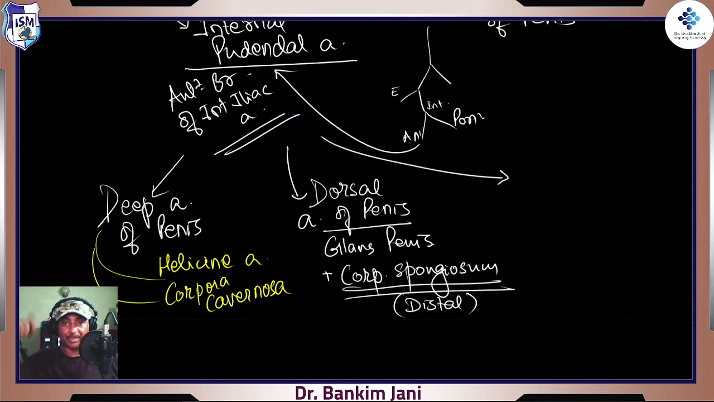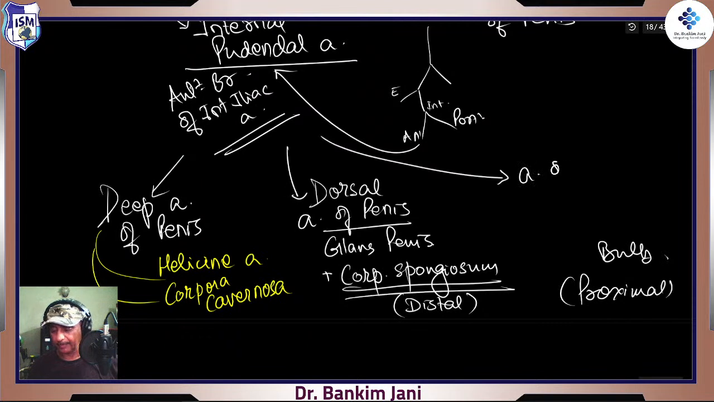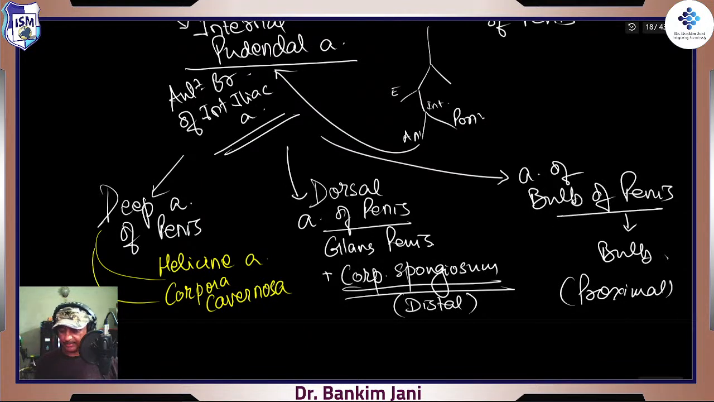One which was in the bulb, and second which was in the entire body. So for the bulb, that is for the proximal end, the bulb part, the name of the artery itself is artery of bulb of penis. So thus it has got three major arteries. This is the actual blood supply of the penis, right?